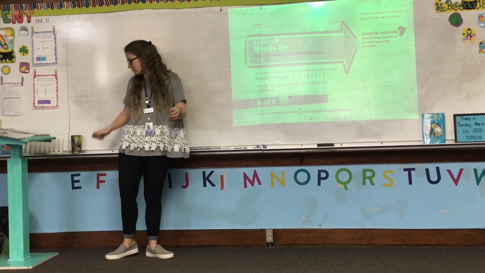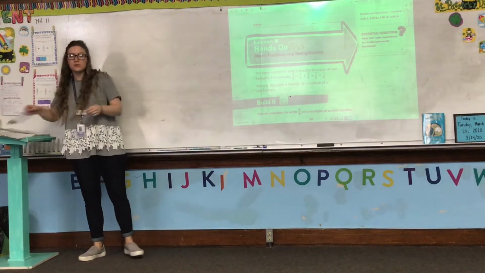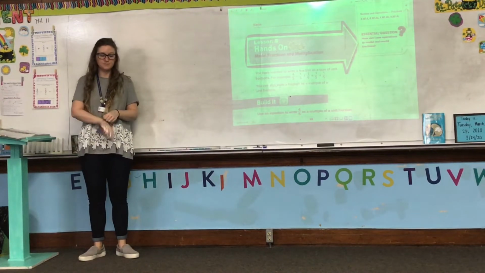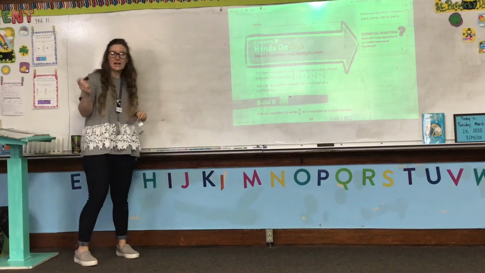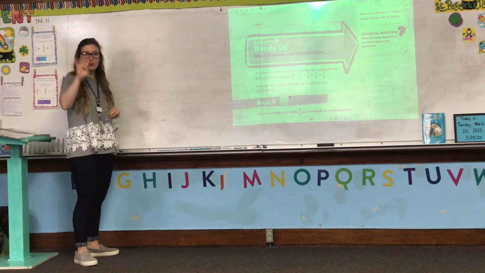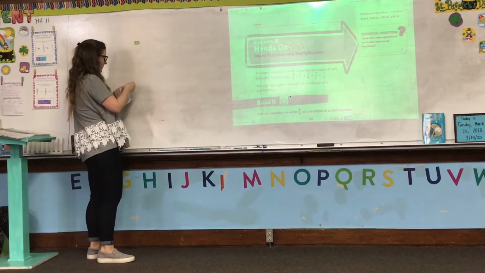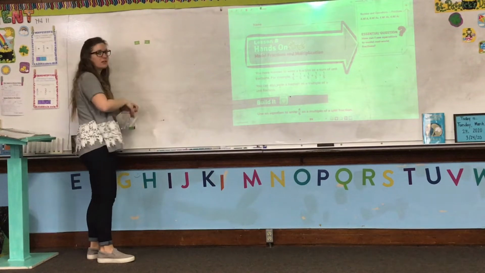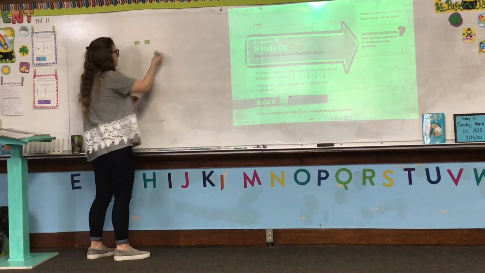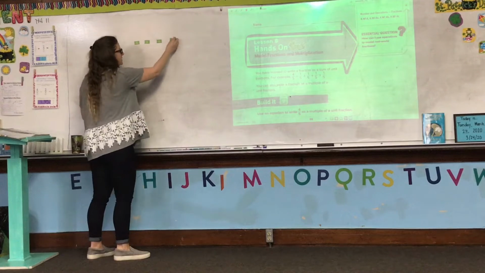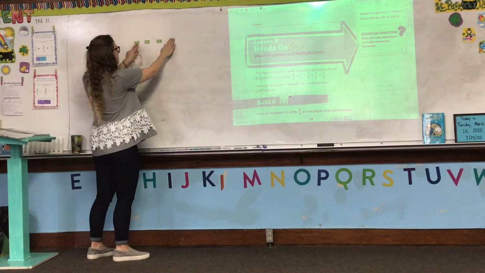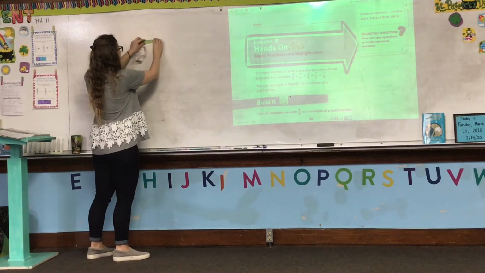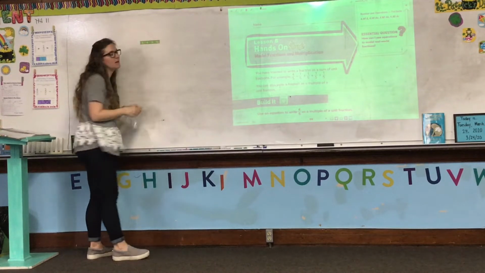So if we wanted to model that, we would use our 1/5 fraction tiles, and I would take it and I would repeat it 4 times. 1/5 plus 1/5 plus 1/5 plus 1/5. If you put them all together, they equal 4/5.